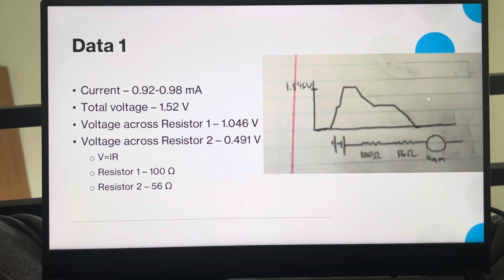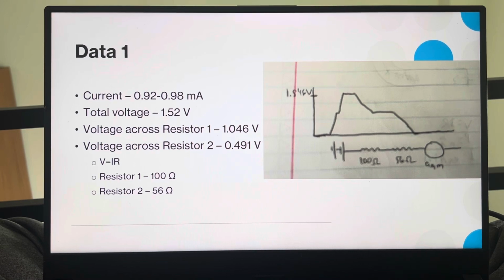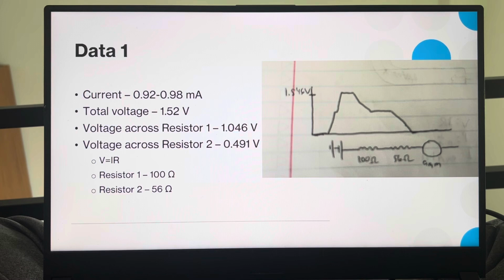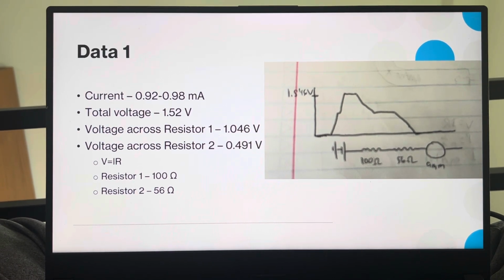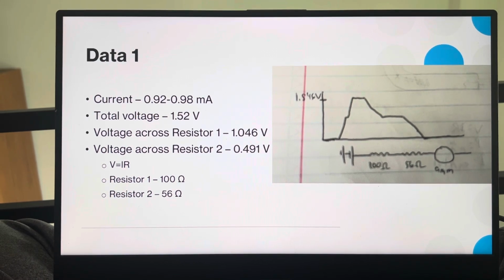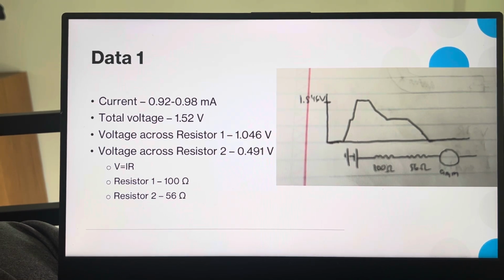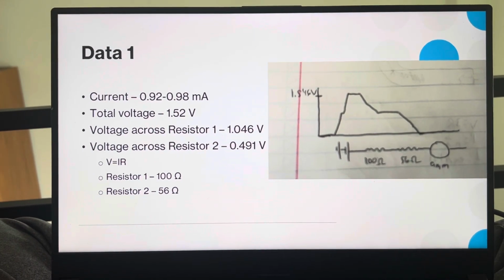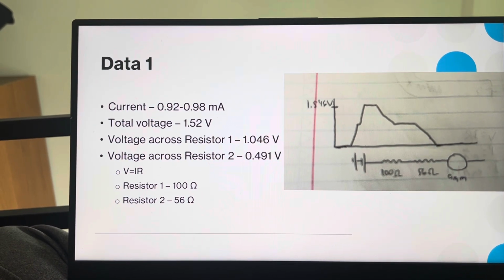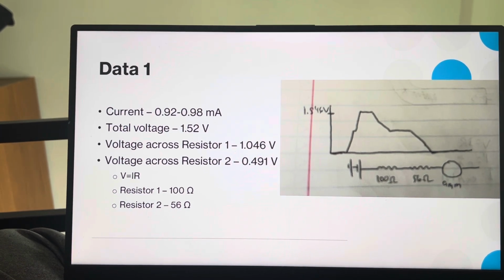The data for this first experiment shows a regular current of around 0.92 to 0.98 milliamps, a total voltage of around 1.52 volts, the voltage across resistor 1 being about 1.046 volts, and the voltage across resistor 2 being 0.491 volts. Using the current and the separate voltages, we find that resistor 1 was about 100 ohms and that resistor 2 was about 56 ohms.